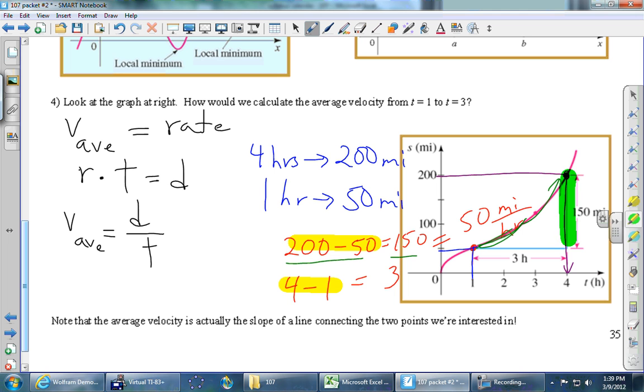Well, let's see. That 150 is the vertical change, the rise. That 3 is the horizontal change, that's the run. 150 over 3, it's exactly a slope. And so we've got this note here at the bottom. Where are we now? We'll go to Hazen.